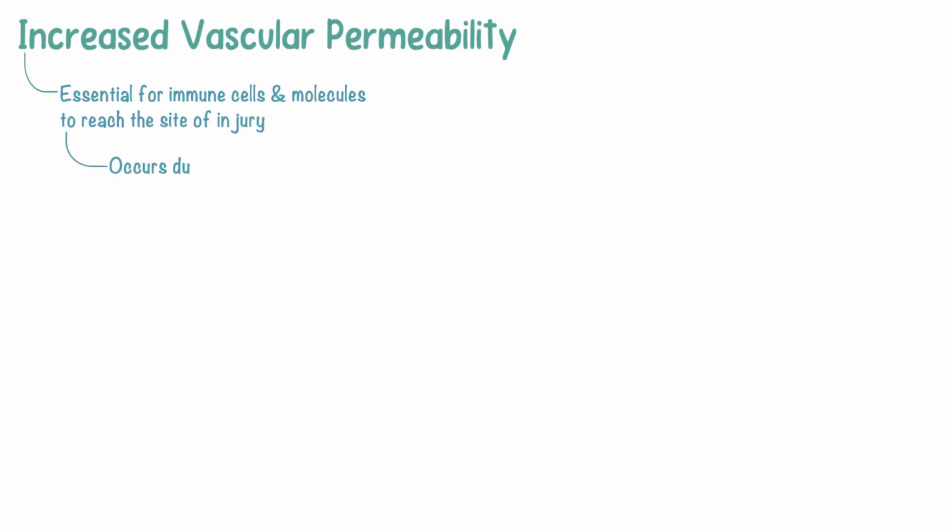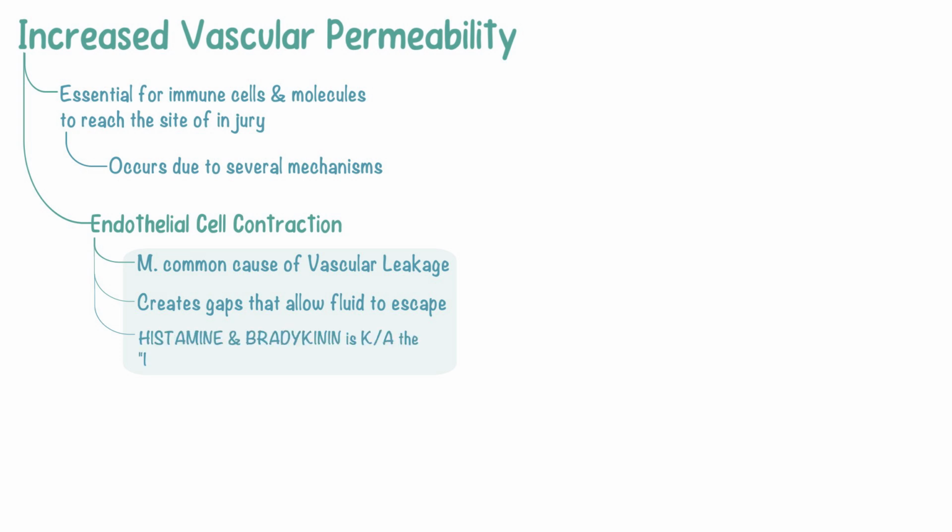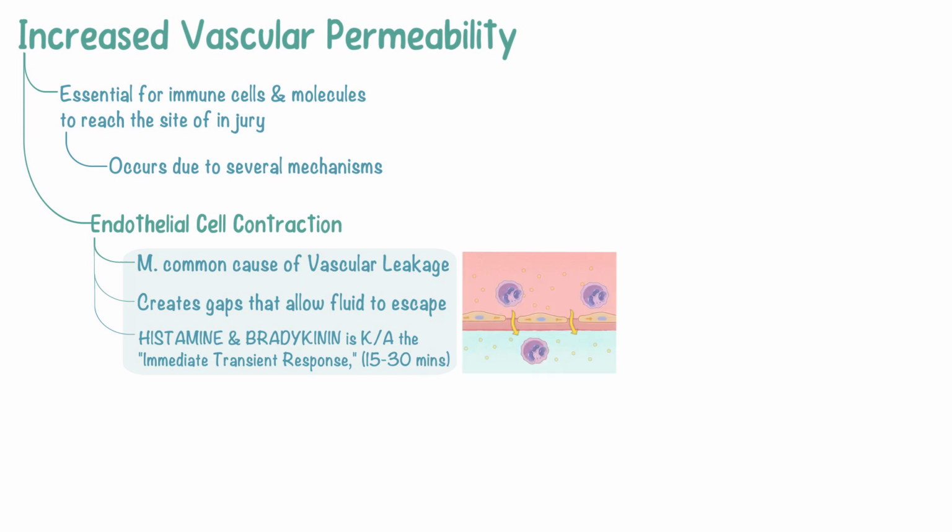Several mechanisms contribute to this increased vascular permeability. The most common cause of vascular leakage is the contraction of endothelial cells, creating gaps that allow fluid to escape. This is triggered by mediators like histamine and bradykinin and is known as the immediate transient response, typically lasting for 15 to 30 minutes. In some cases, such as with sunburn or mild injuries, a delayed response can also occur, where vascular leakage begins hours later and lasts longer.